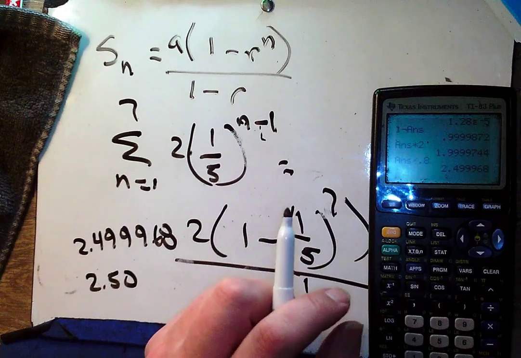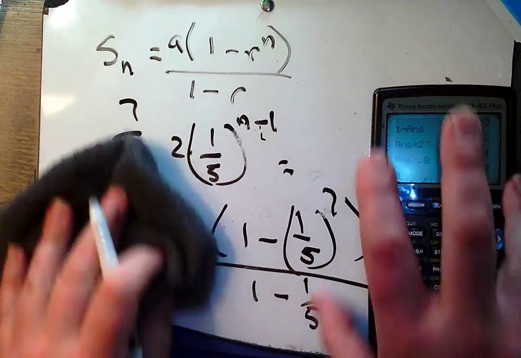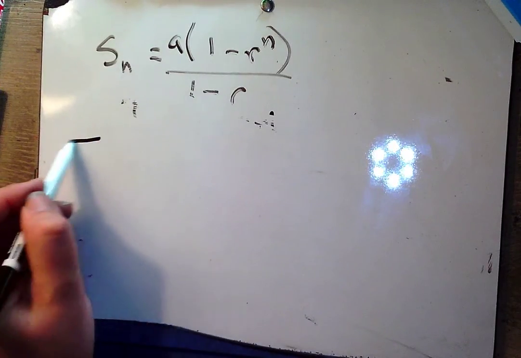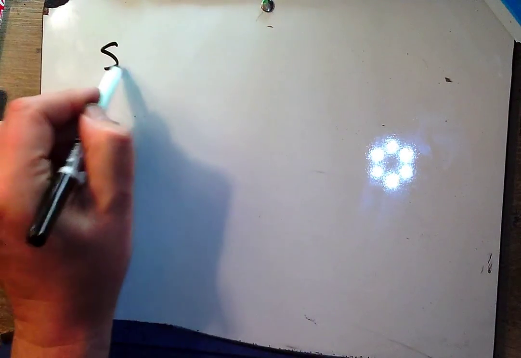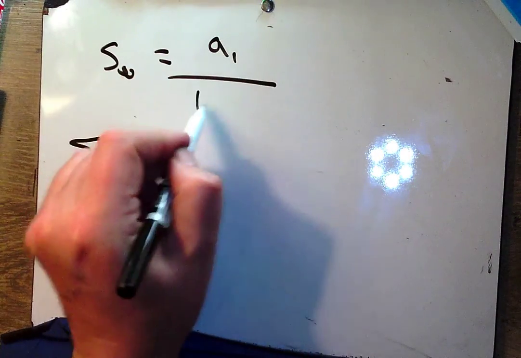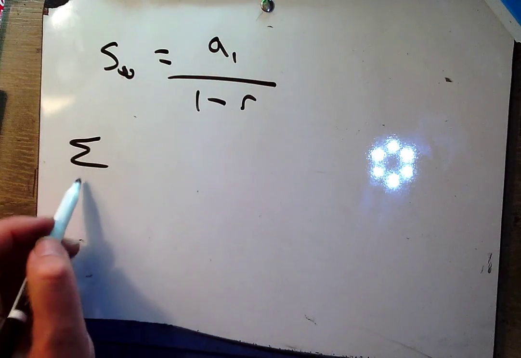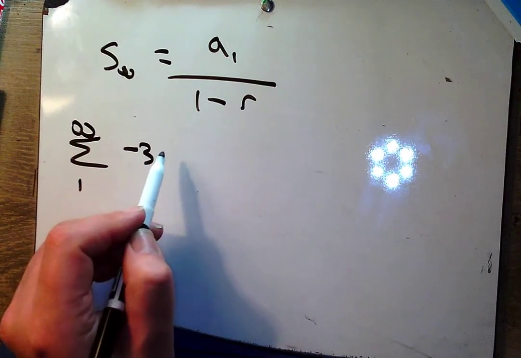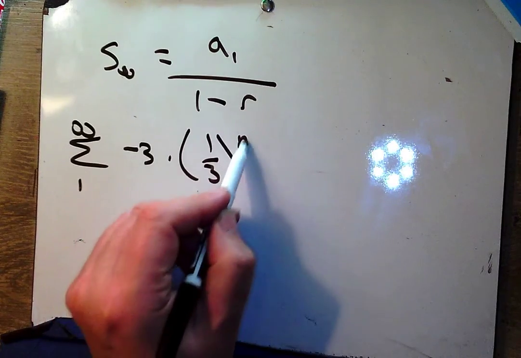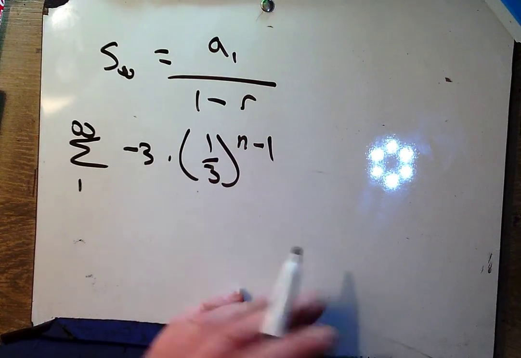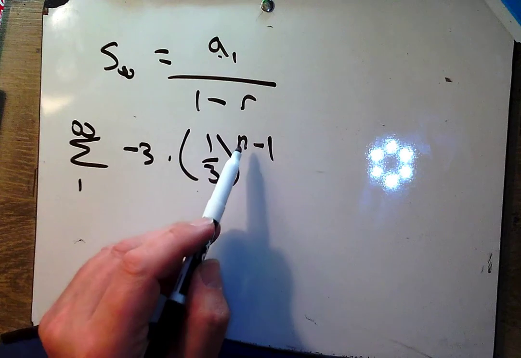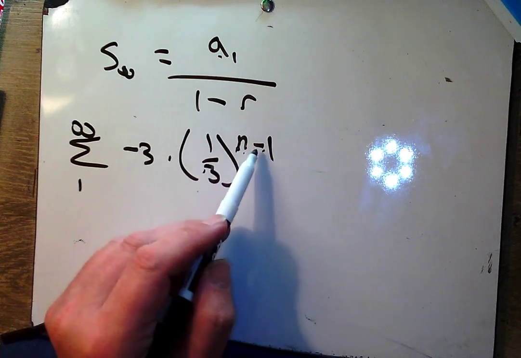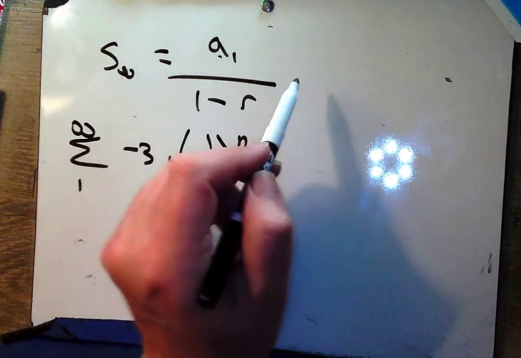Okay. Third one. Third one is an infinite sum. So sum of infinite is a sub 1 over 1 minus r. And this goes from 1 to infinity, negative 3 times 1/3 to the n minus 1. Okay, so if I want to know a sub 1, I'm putting in a 1 here. 1 minus 1 is 0. 1/3 to the 0 power is 1. 1 times negative 3 is negative 3.